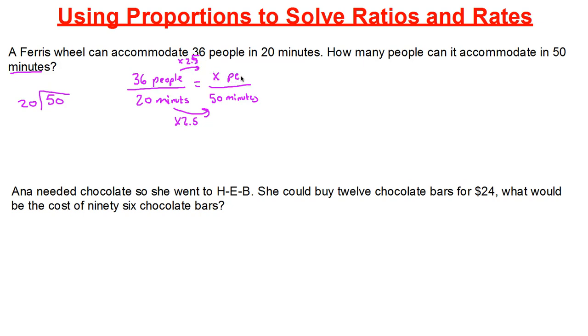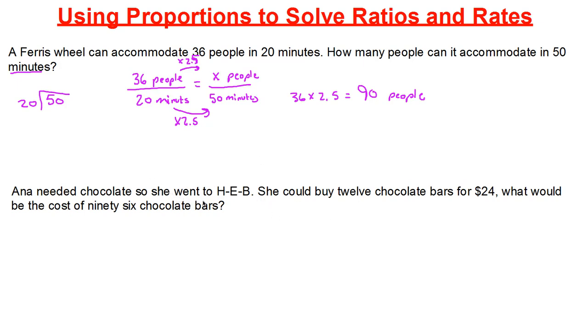So X people, 36 times 2.5 is going to be equal to 90 people. Okay? So as you can see, in this one, I just used the equivalent ratio. Notice that you could have done cross product. You could have also done a unit rate first, and then from that unit rate just multiplied by 50, or you could have created a table. Okay, so for this one, I'm going to try a different method.